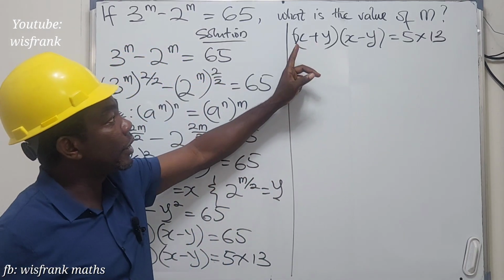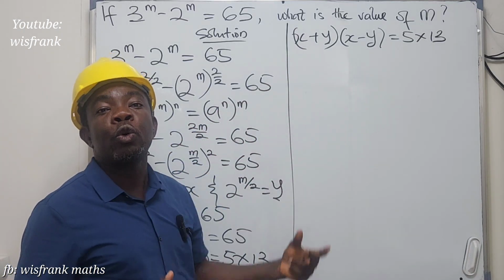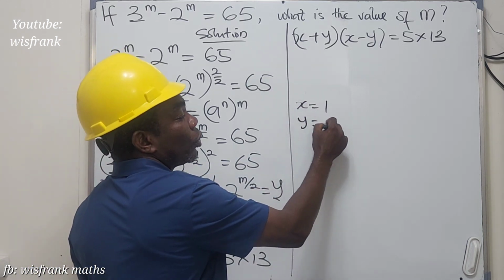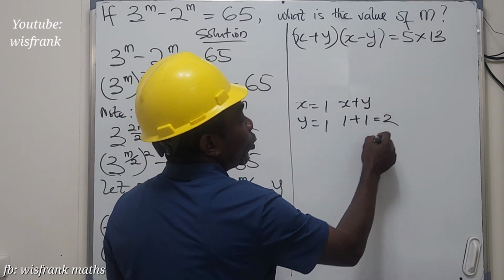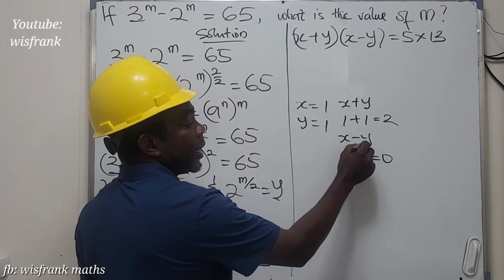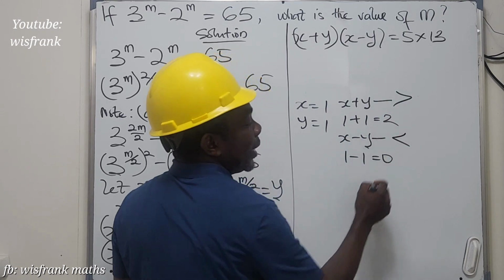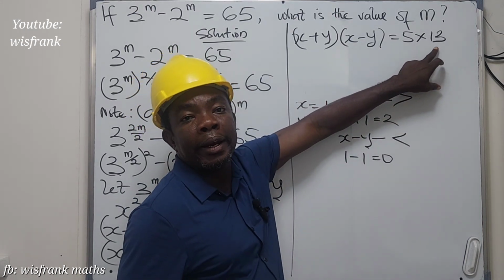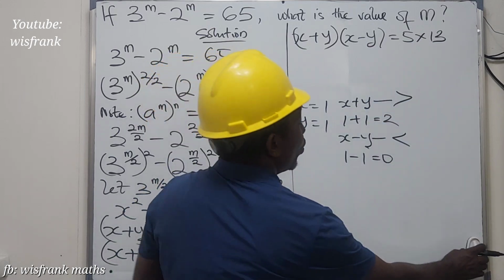So from this parenthesis, we see that we have x plus y, and we also have x minus y. Which one is greater and which one is smaller? If we have x equals 1 and y equals 1, we have x plus y, which is 1 plus 1 equals 2. x minus y, which is 1 minus 1, equals 0. In this case, x plus y is greater, while x minus y is less. So it means that x plus y will equate to the greater value, which is 13, and x minus y will equate to the smaller value, which is 5.